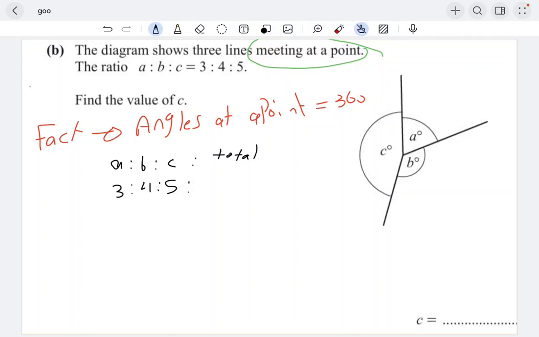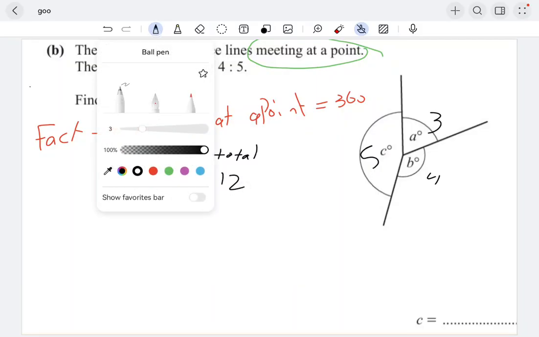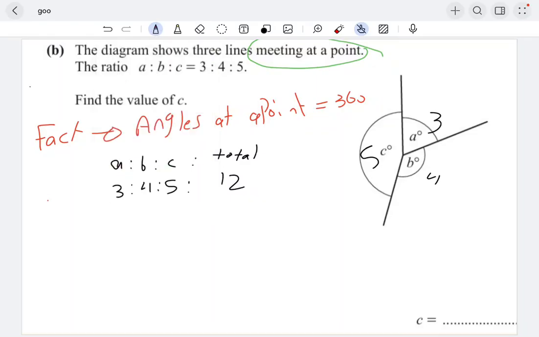What is the total number of parts? So 3 here, 4 here, and 5 here. So the total number of parts is 12. And then you write down here what is given. Is A given? No. B is given? No. C is given? No. What is given is the total. How much is the total? The total is 360.